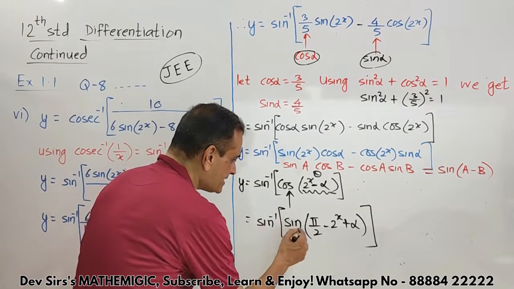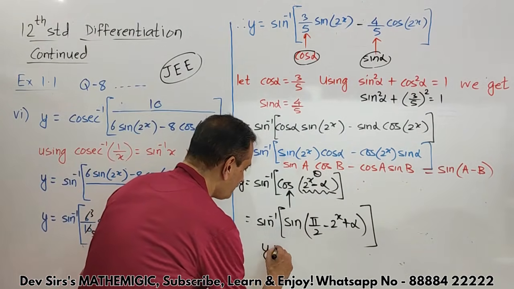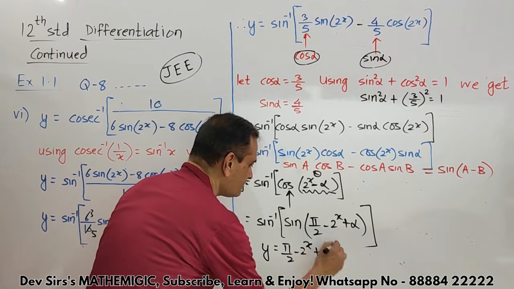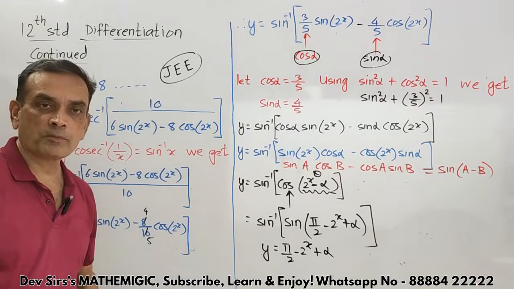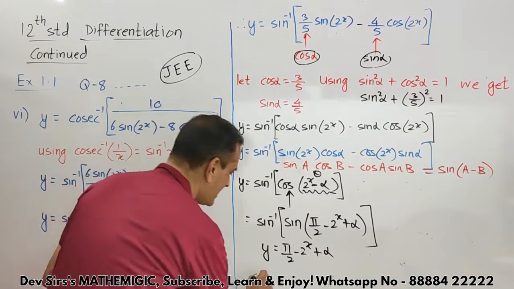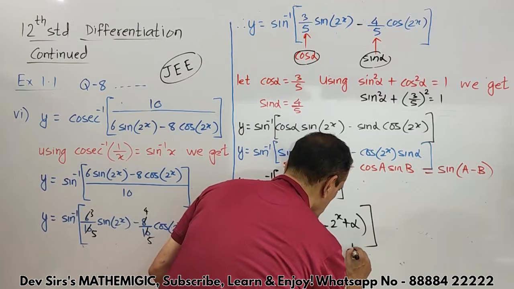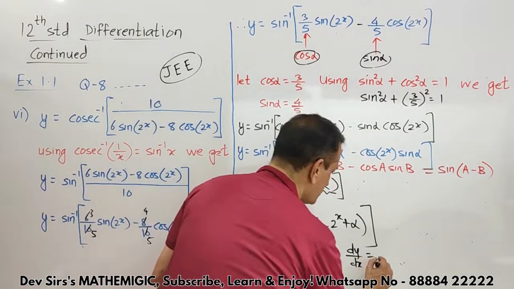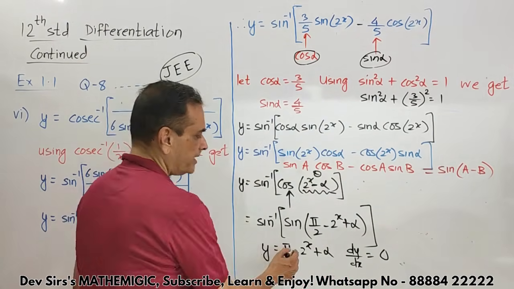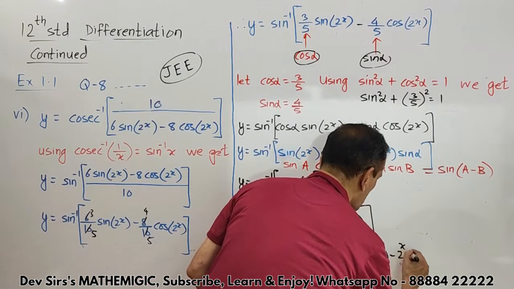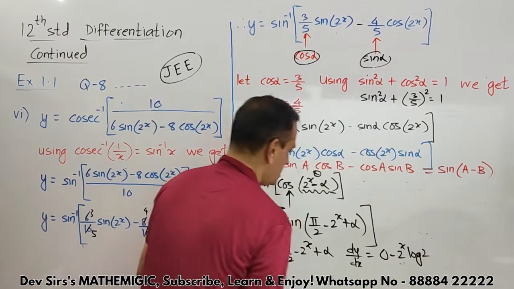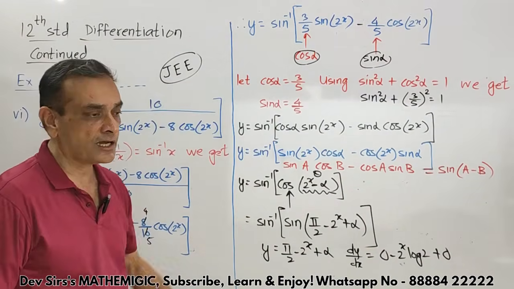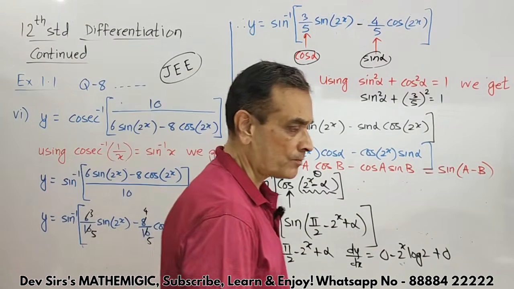Then sin inverse sin cancels and you get y is equal to pi by 2 minus 2 raised to x plus alpha. So what would be the derivative of that? dy by dx. Derivative of pi by 2 is 0. Derivative of 2 raised to x is 2 raised to x log 2. Derivative of alpha is 0. So this is how you convert the angles, if that possibility comes.